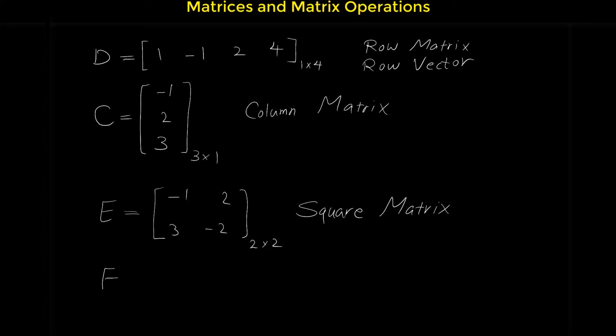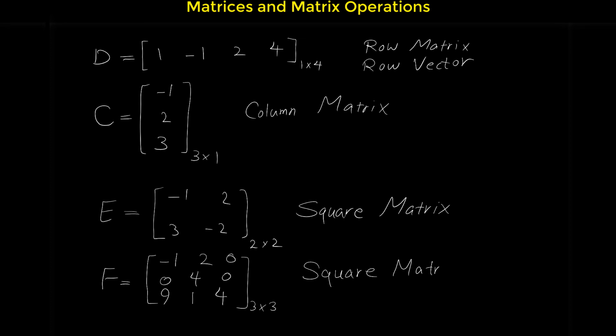Let me show you another example of a square matrix. Let's make it 3 by 3. Negative 1, 2, 0, 0, 4, 0, 9, 1, 4. This is a 3 by 3 square matrix. And a square matrix is really important in linear algebra. Later we will learn why they are so important. But for now, remember, a square matrix is when the number of rows and columns is the same.